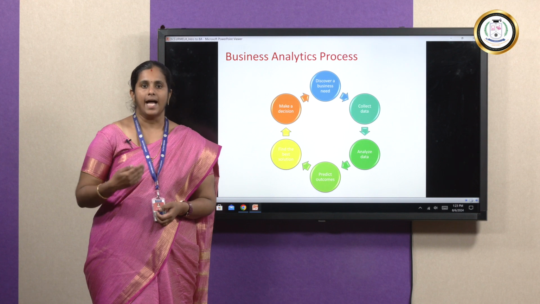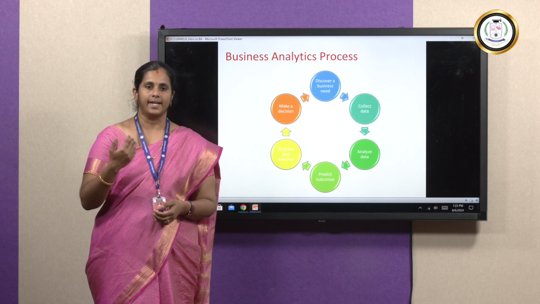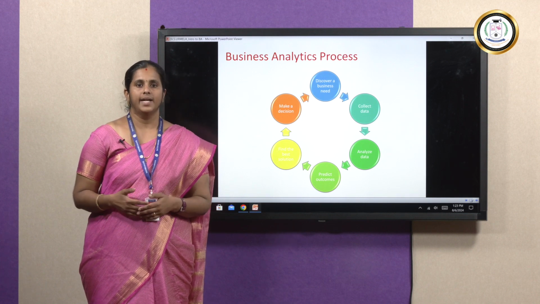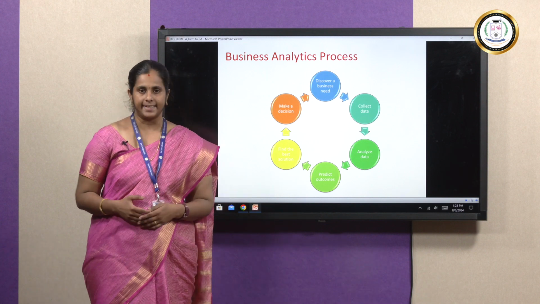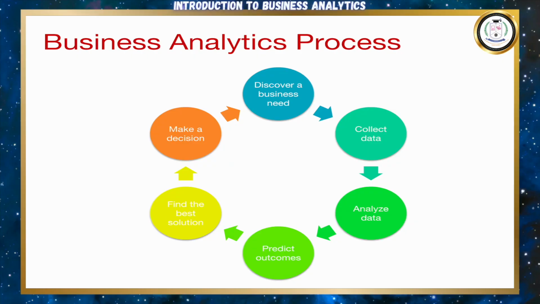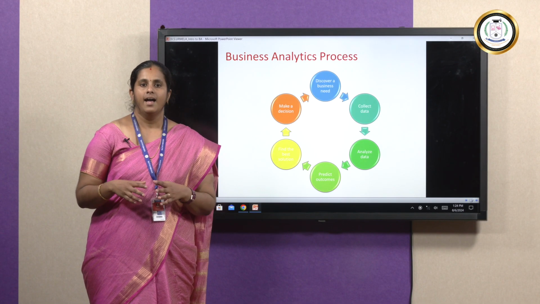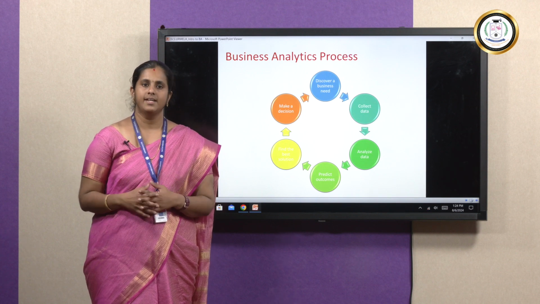From the prediction, I'm going to go for a suitable action which I can implement in my business environment in future, so that I can withstand in the market. So that is my predicting outcome. After predicting the outcome, I am going to find the best solution. So what is going to be the best solution? If I can apply it in my business, I can sustain or I can thrive in the market environment.